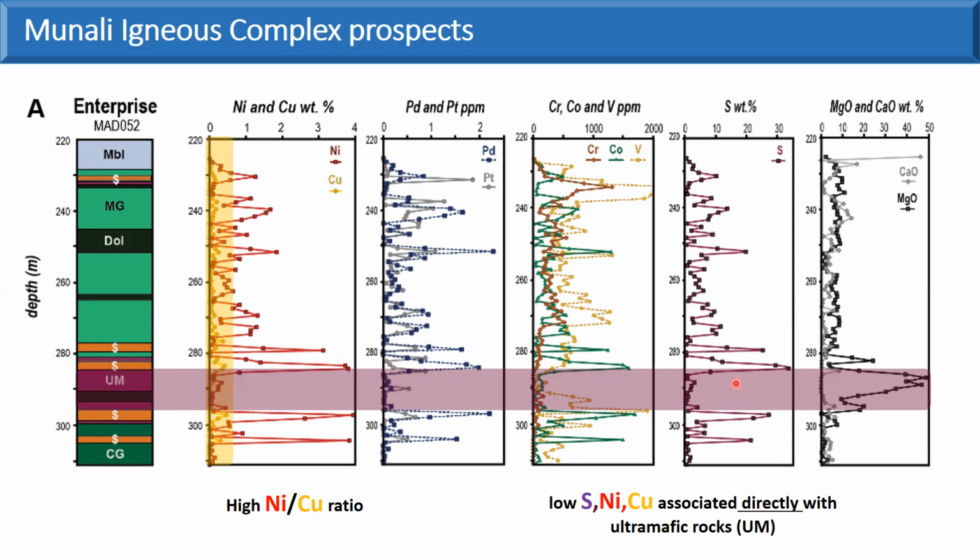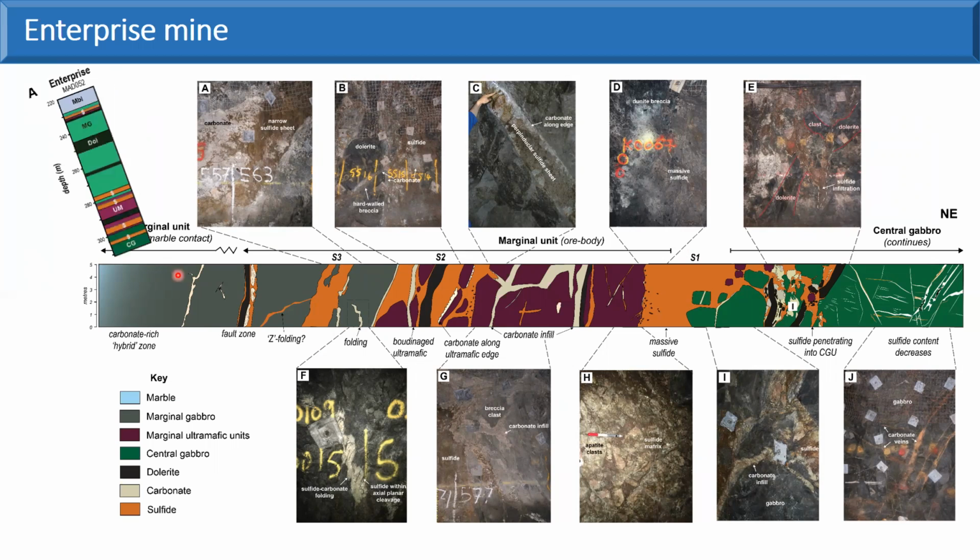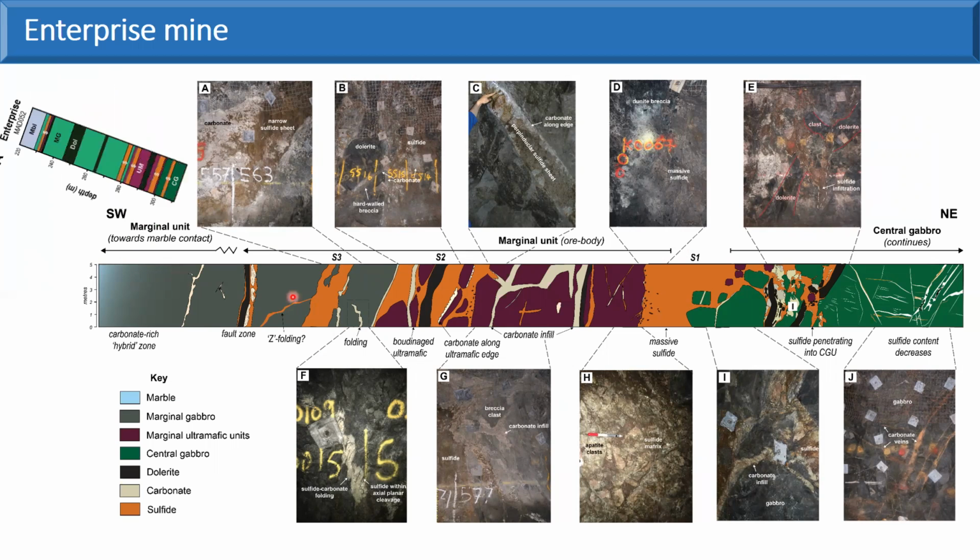So if we look at a cross-section from underground mapping across strike of Enterprise, we see that it nicely correlates to what we see in drill core, where we've got the marginal gabbro, sulfide and ultramafics, and then this central gabbro. Although we have mentioned that the central gabbro is barren, it does actually host sulfide-rich carbonate veins that propagate away from the ore body.